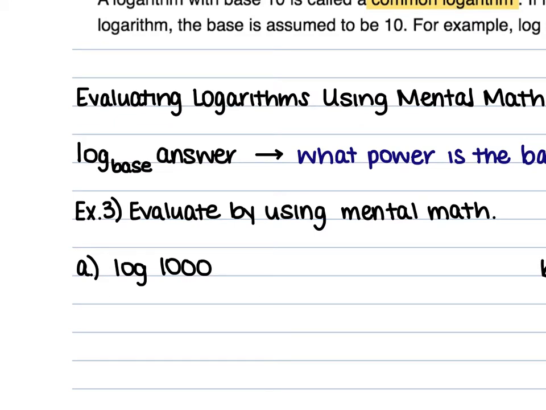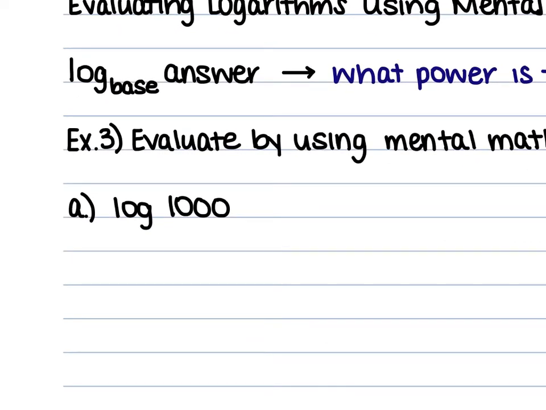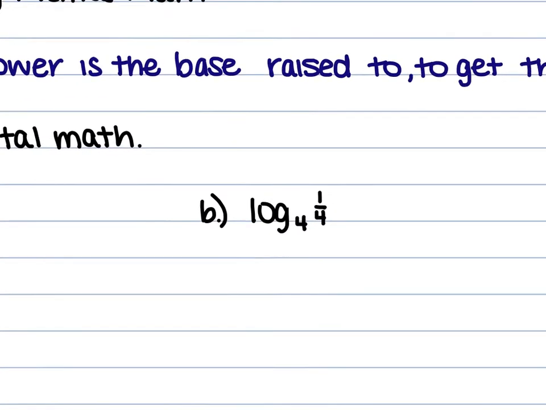The way that we do this is we say to ourselves, with a, we have log 1,000. This, again, has an invisible 10 as the base. So it's really asking us, 10 to what power is 1,000? Well, 10 to the third power is 1,000, so that answer would be 3. This little exponent that's your question mark is your answer with these.